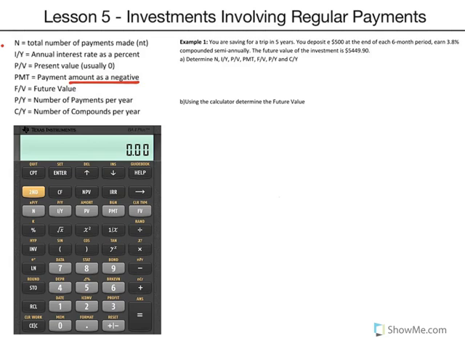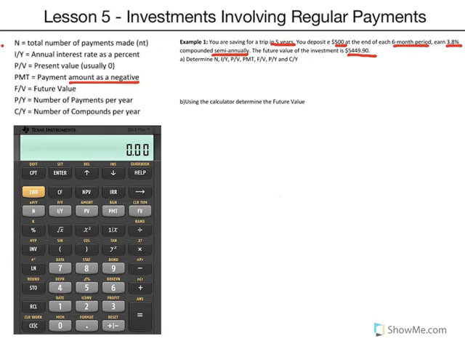So you're saving for a trip in 5 years. You deposit $500 at the end of each 6-month period. You earn 3.8% compounded semi-annually. The future value of the investment is 5449.9. So this is giving us all the information. We're then going to use the calculator to show that we can find all the values.